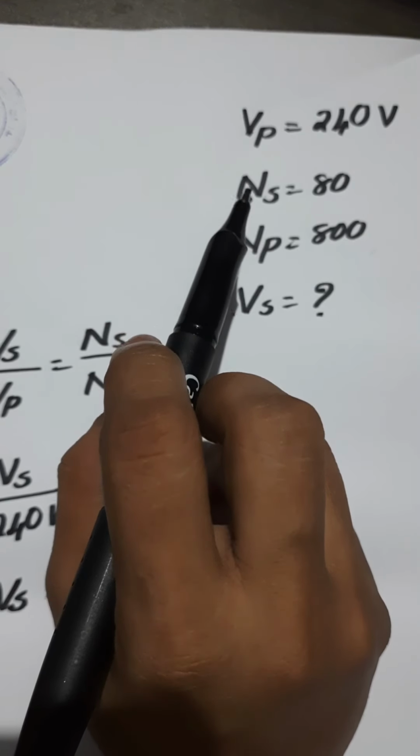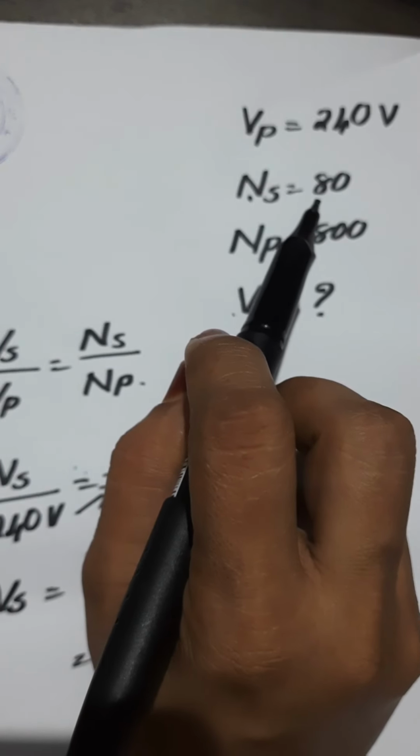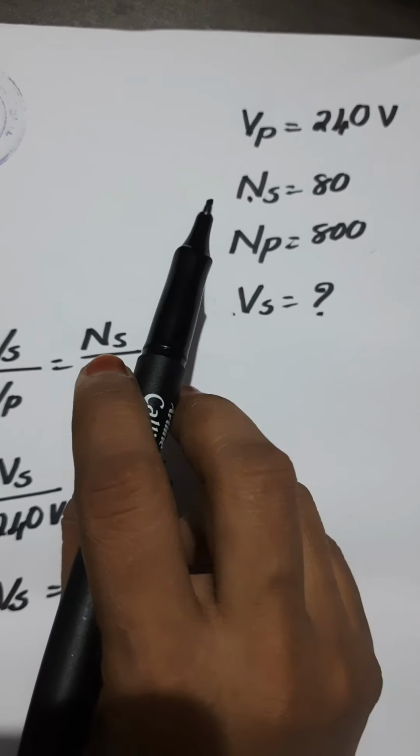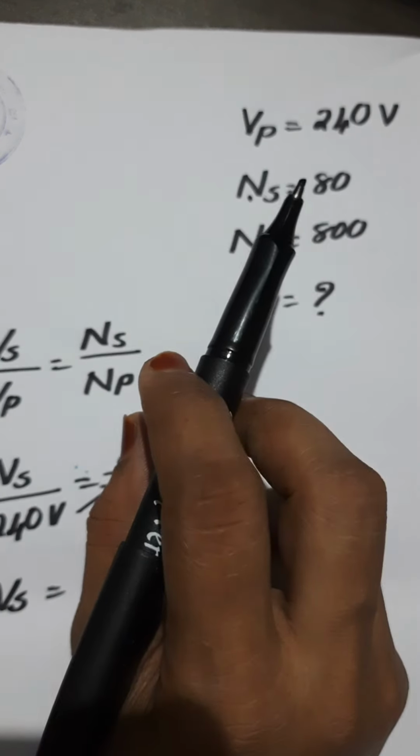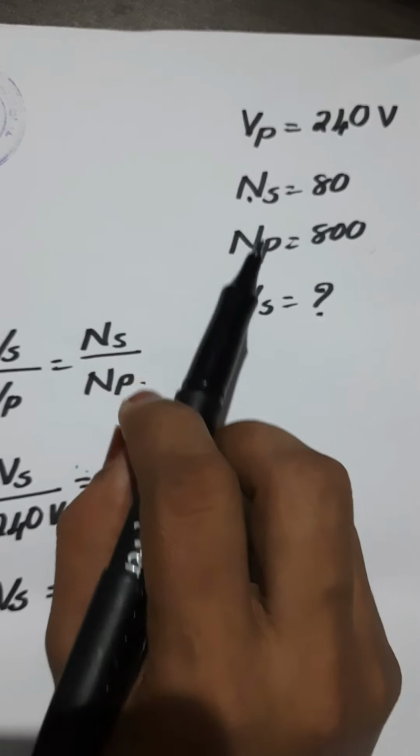If number of turns in secondary is less, then it is step down transformer, and if number of turns in secondary is more, then it is step up transformer. Therefore here it is a step down transformer.